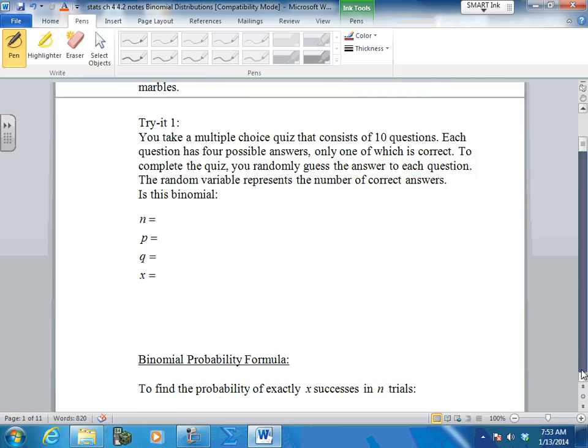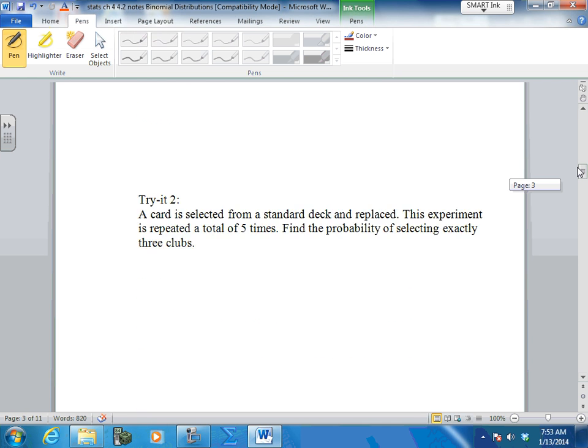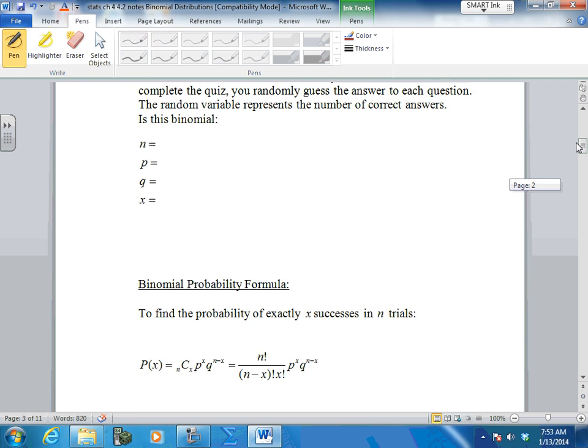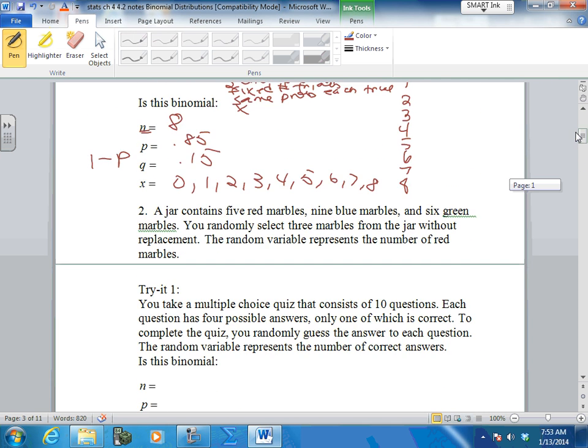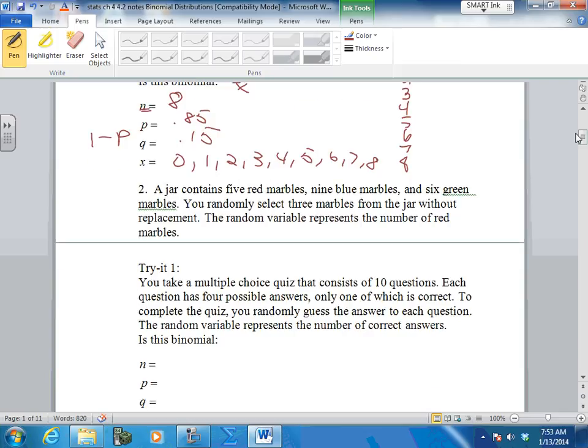Okay, let's try another one. Or you guys try this. A jar contains 5 red marbles. So let's write this out. 5 red, 9 blue, 6 green. How many marbles altogether?